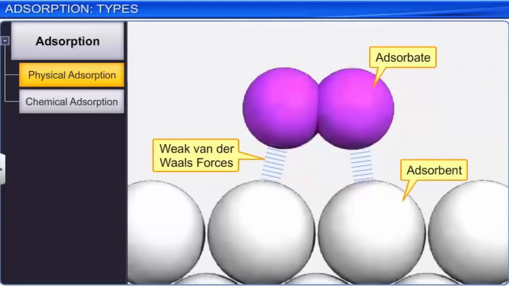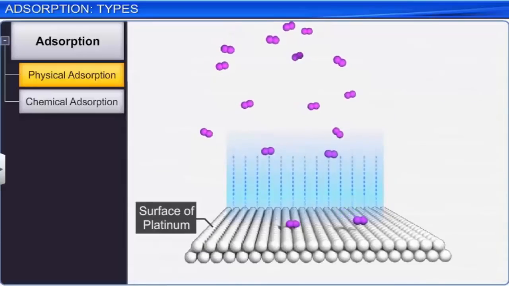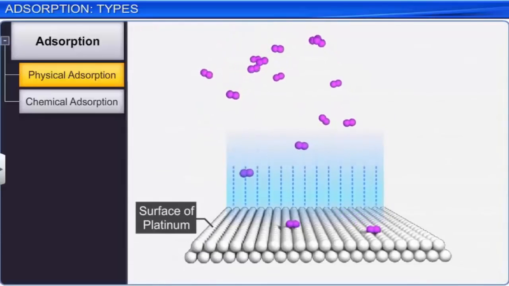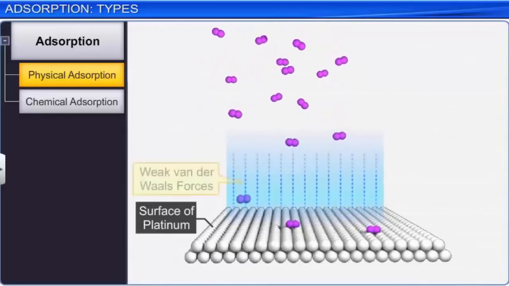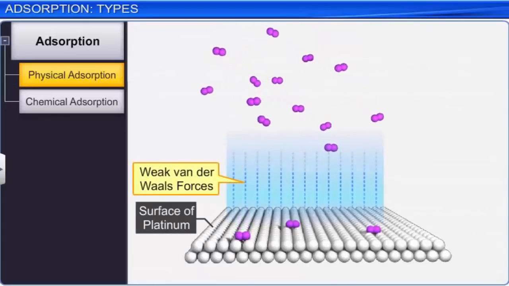Thus, we can also say that physical adsorption occurs when a gas accumulates on the surface of a solid by van der Waals forces without the formation of a chemical bond between the adsorbate and the adsorbent.